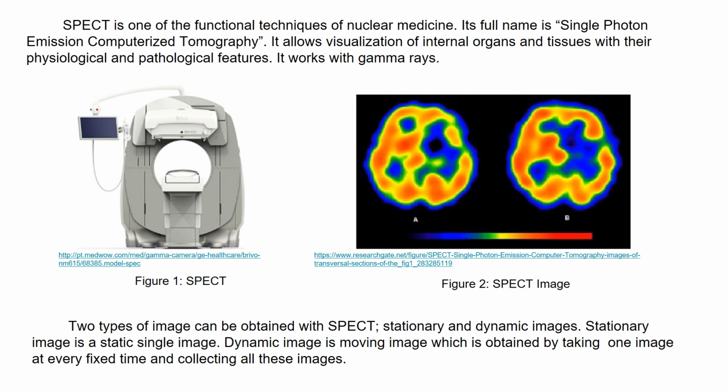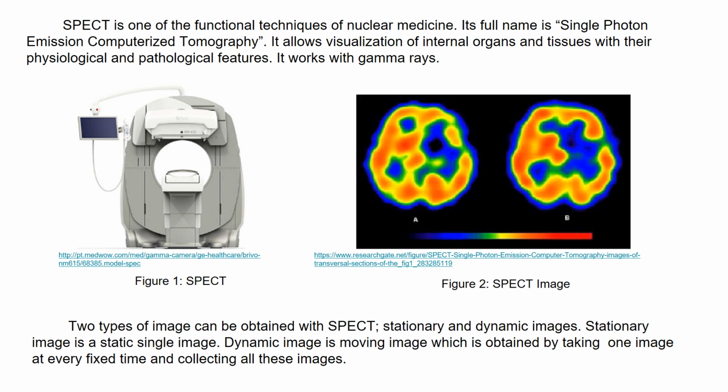SPECT is one of the functional techniques of nuclear medicine. Its full name is single photon emission computerized tomography. It allows visualization of internal organs and tissues with their physiological and pathological features. It works with gamma rays. Two types of image can be obtained with SPECT: stationary and dynamic images.